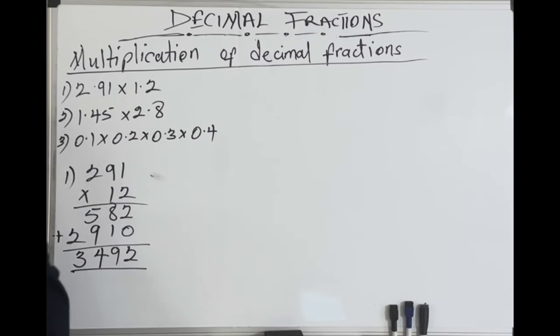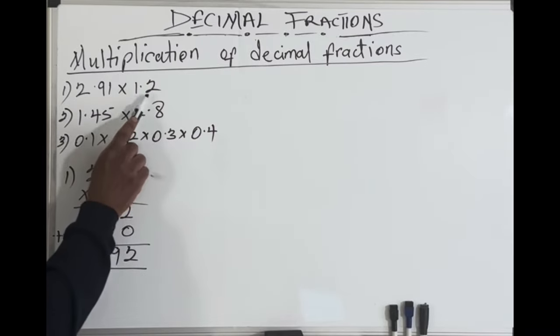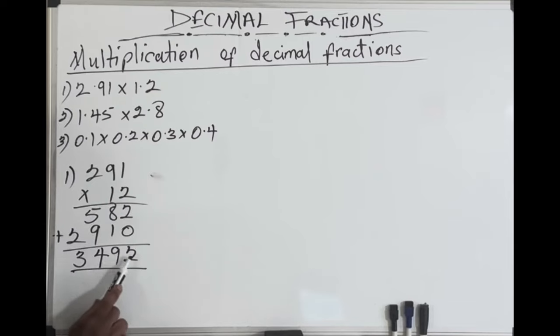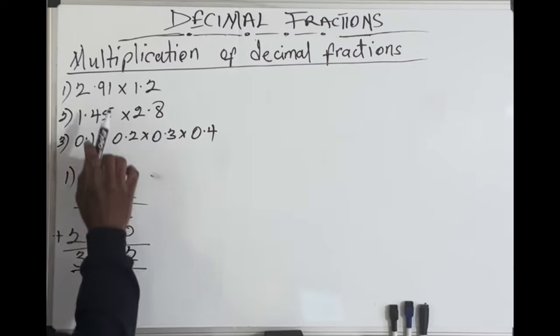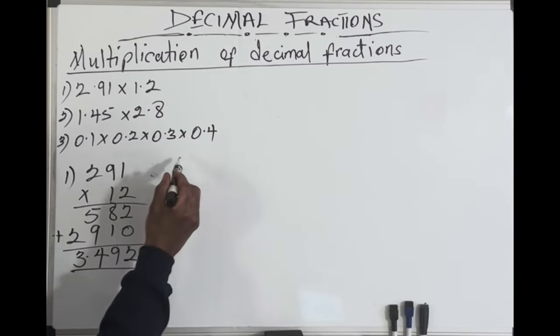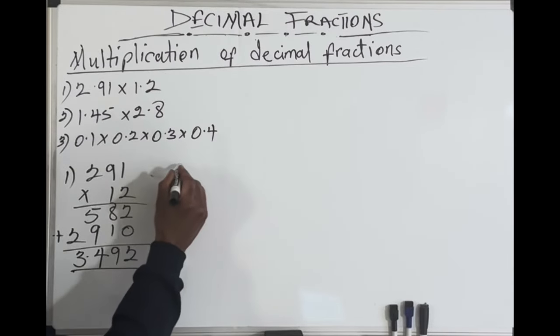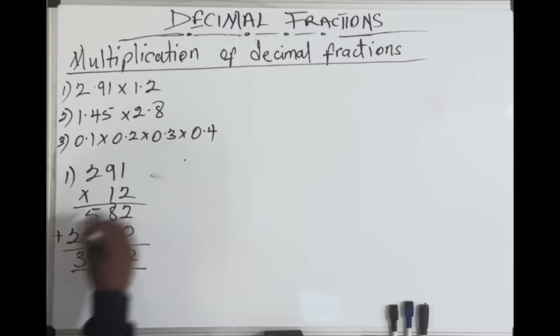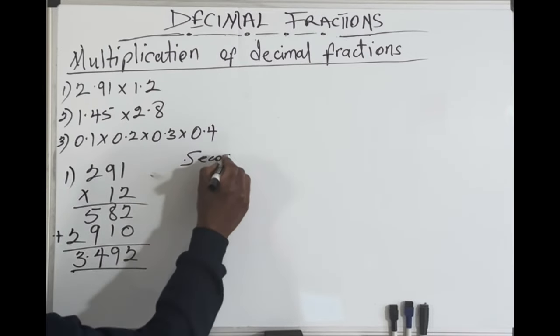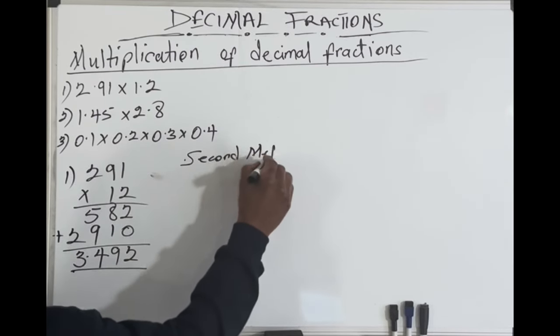How many decimal places do we have? 1, 2, 3. Okay, so 1, 2, 3, then point. So the final answer will be what? 3.492. That is the first method. Let me show you the second method.